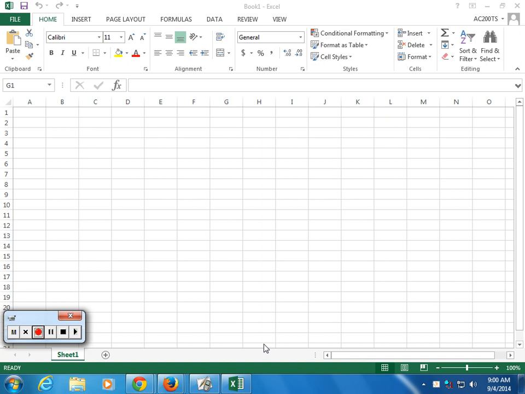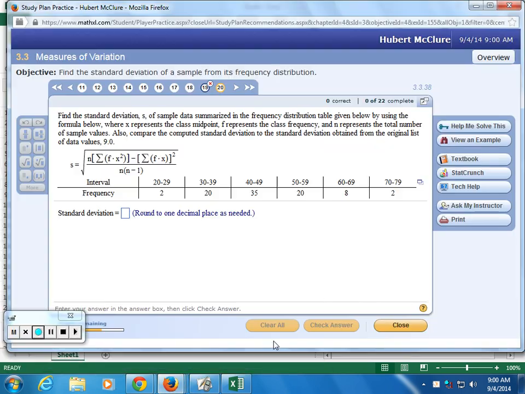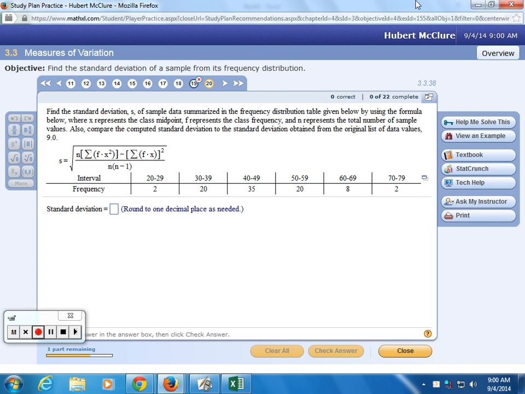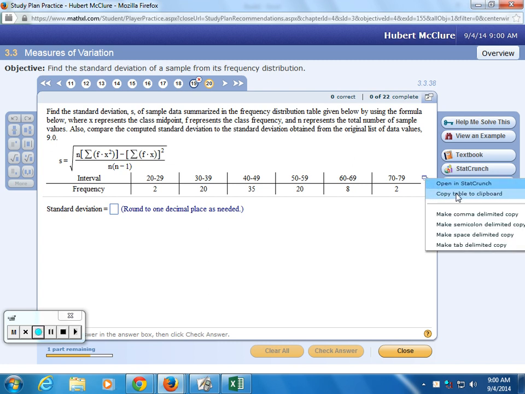Okay, so the first thing I'm going to do is copy my data. So I pull up the problem and I hit that little button right here, over here to the left. See that little button? Everybody see that little button? The reason I say that is because next week somebody's going to say, how do you copy? Well, here's how you copy. Click it, copy table to clipboard.